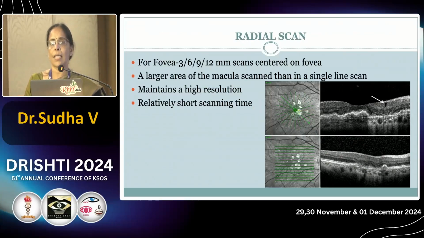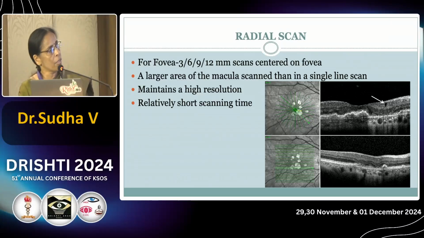That is a raster scan. Those are line scans. But there are also something called radial scans. Now, why do you need a radial scan? Suppose you're looking at the fovea at one single point. You would like to see it from all directions, right? So that radial scan is important for the central point, for the fovea.